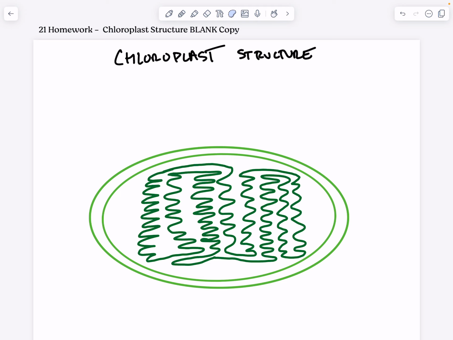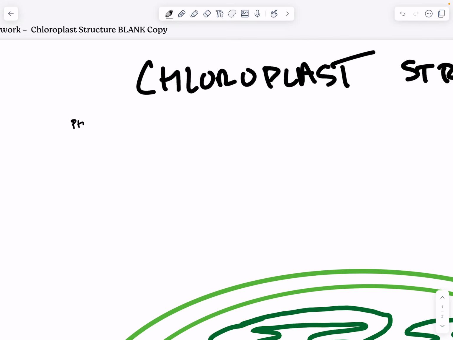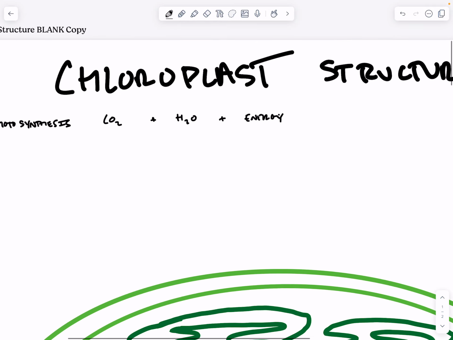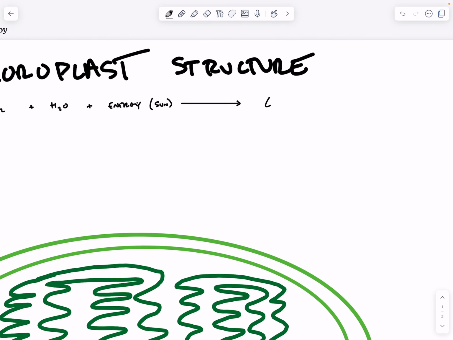We are diving into our study of photosynthesis, and the overall chemical equation for photosynthesis is this. We have CO2, this is unbalanced, plus H2O plus energy. The form of energy that photosynthesis uses is light energy from the sun. These are the reactants, and the products are glucose, C6H12O6, and molecular oxygen.